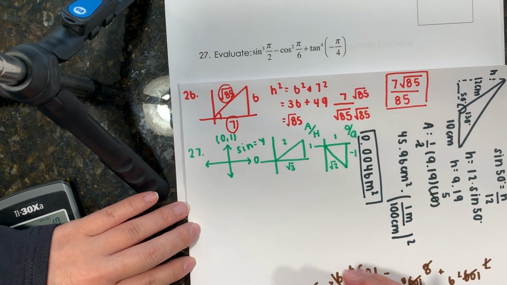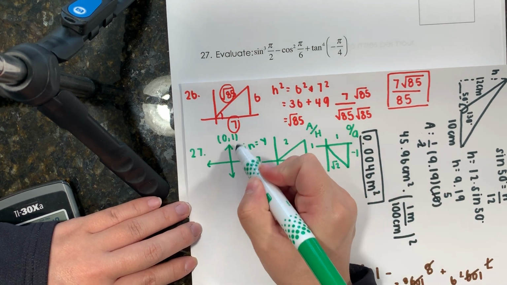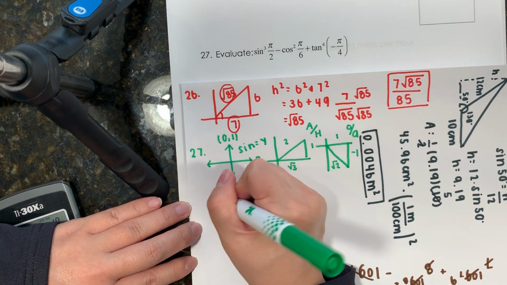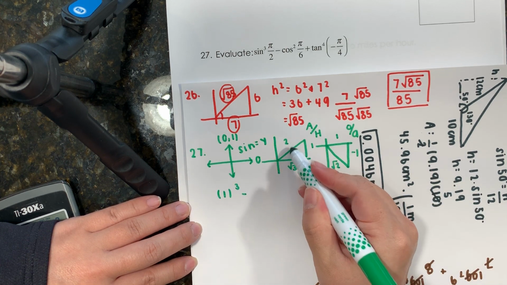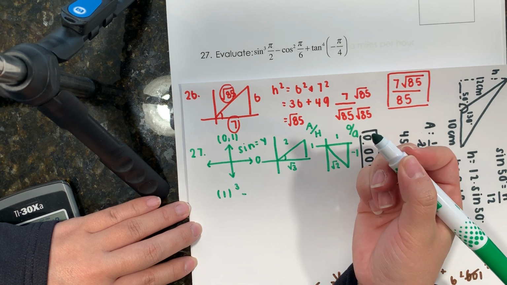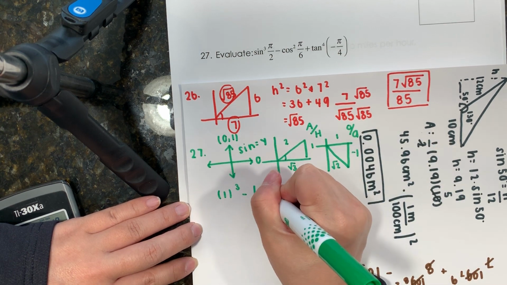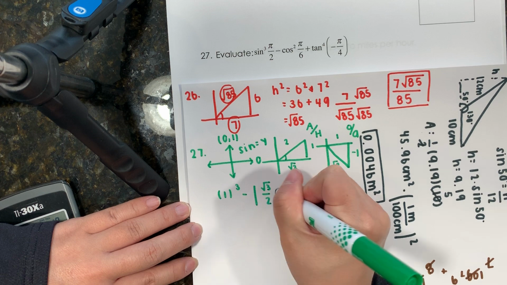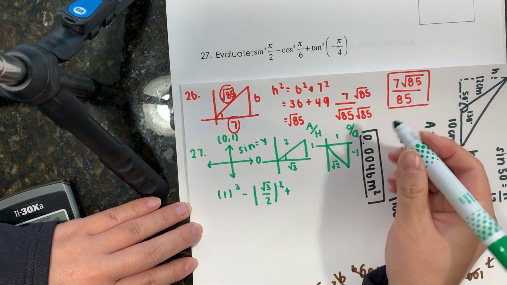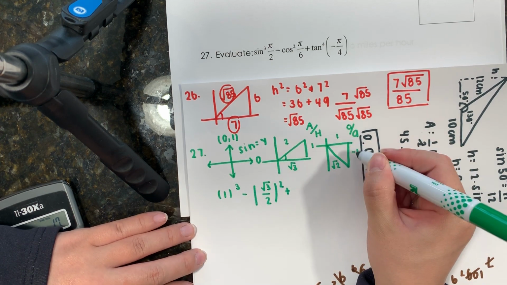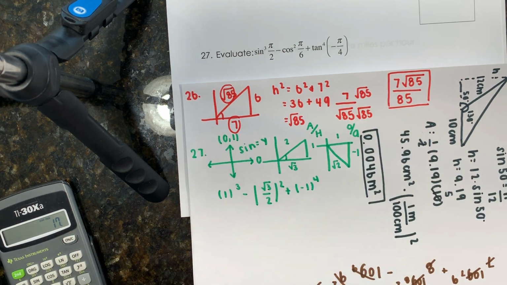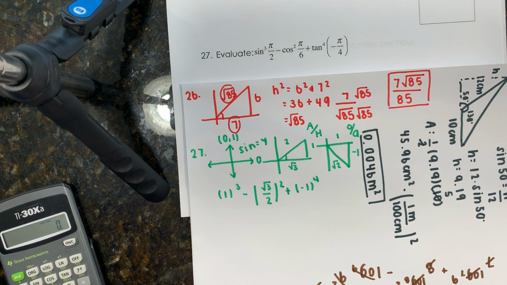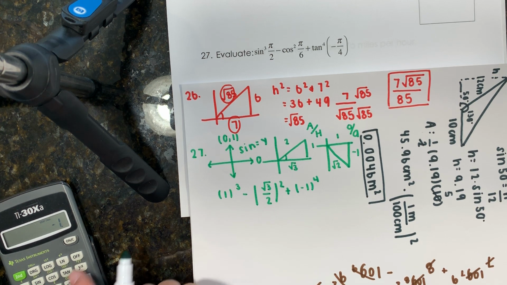So now we just have to evaluate. The y coordinate at 90 degrees is 1. So that would be 1 cubed. The adjacent over the hypotenuse in this triangle here would be root 3 over 2, but you do need to square that. And then the tangent of this last triangle, opposite over adjacent, would be negative 1, but you do have to take that to the 4th power, which would be equal to positive 1.